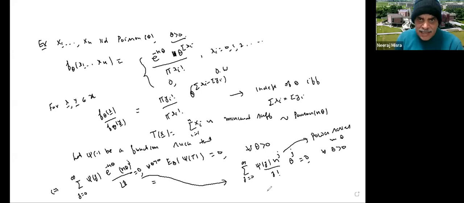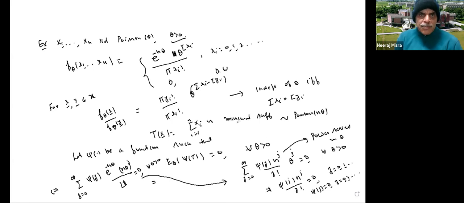So this implies that ψ(j) n to the power j by factorial j is 0 for each j equal to 0, 1, 2, and so on. What does that mean? That means ψ(j) is 0. But the Poisson distribution only takes values 0, 1, 2, and so on. So this implies that the probability that ψ(T) is 0 is 1 for every θ greater than 0, because for whatever θ may be, T only takes values 0, 1, 2, and so on.